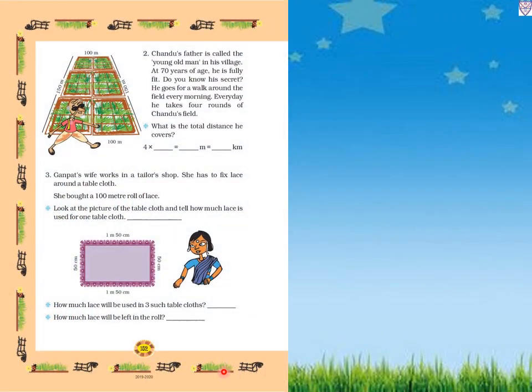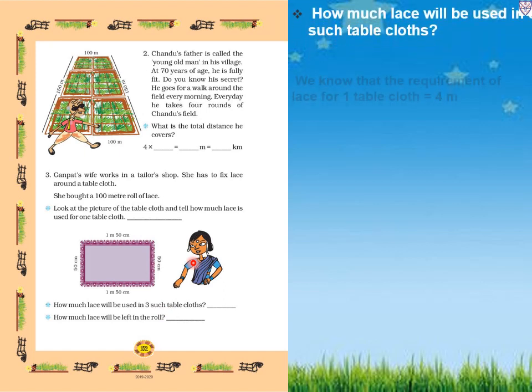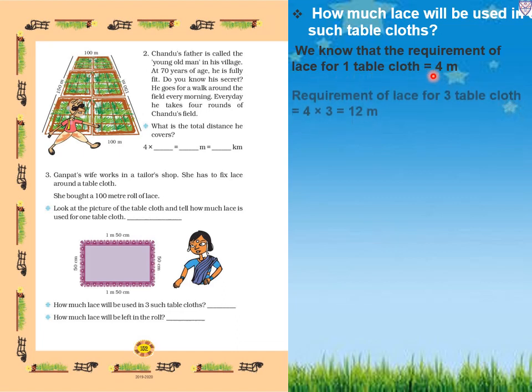Now same page, how much lace will be used in 3 such tablecloths? So for one tablecloth we have found out. Now we have to find out for 3 such tablecloths. So we know that the requirement of lace for one tablecloth equals 4 meter. So the requirement of lace for 3 tablecloths equals 4 multiplied by 3. So 4 threes are 12 meter. How much is required? 12 meter.